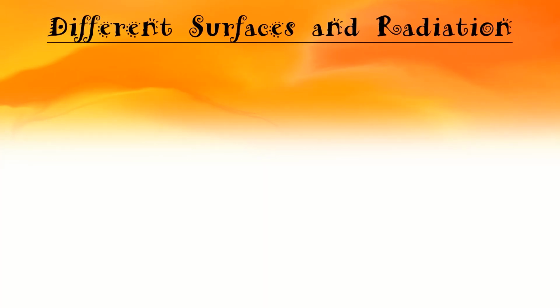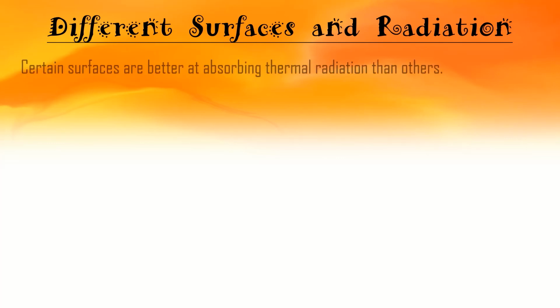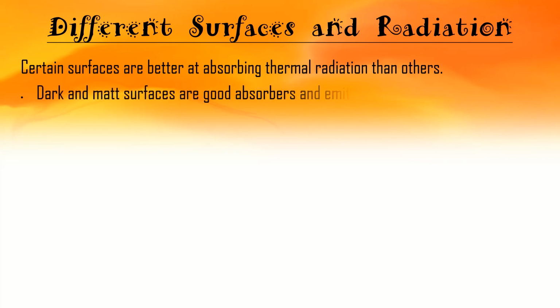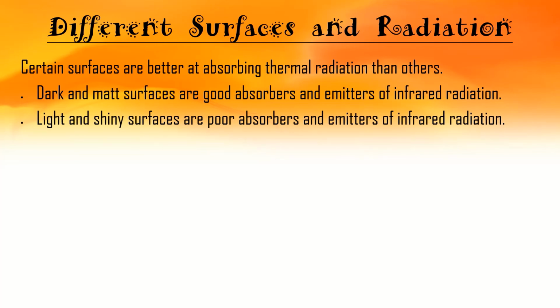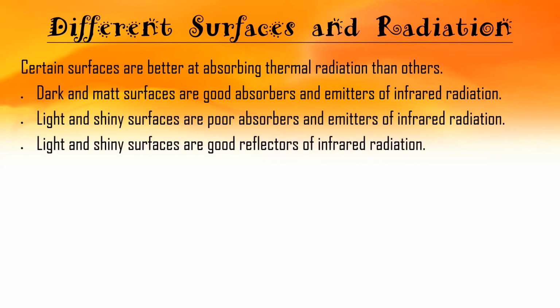Lastly, we need to deal with different surfaces and radiation, how different surfaces are affected, or absorb or emit or reflect radiation. So certain surfaces are better at absorbing thermal radiation than others. Dark, matte surfaces, matte means not shiny, are good absorbers and emitters of infrared radiation. Light and shiny surfaces are poor absorbers and poor emitters of radiation. And light, shiny surfaces reflect, but dark, black surfaces, matte surfaces, do not reflect very well.